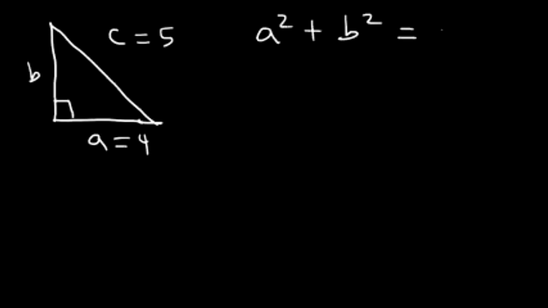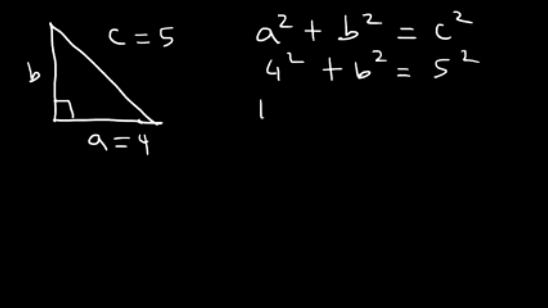Whenever you have a right triangle, you can use the Pythagorean theorem to find the missing side. Let's call this A, B, and C. So in this example, we know that A is 4, C is 5. So we can use this equation: A squared plus B squared is equal to C squared. Our goal is to find the value of B.